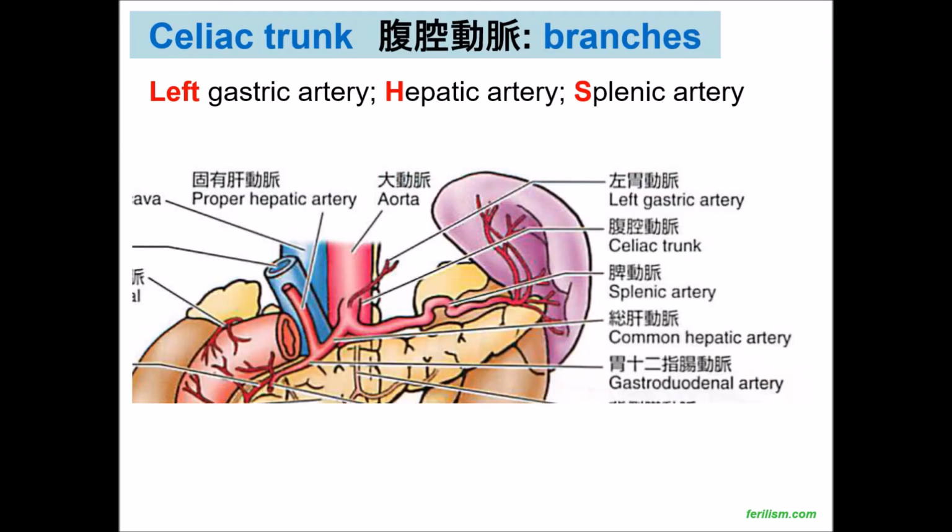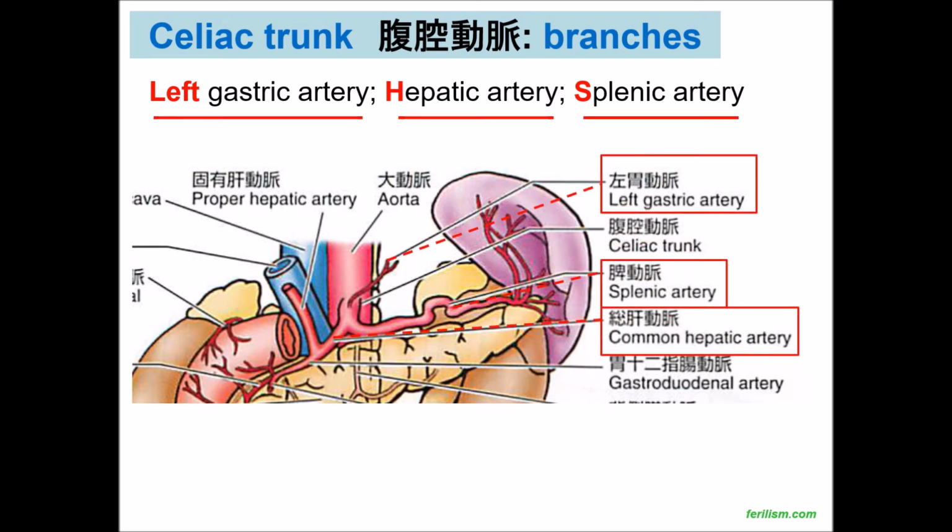Celiac trunk. Branches of the celiac trunk, we have the left gastric artery, hepatic artery, and splenic artery. You can use this mnemonic: left hand side.